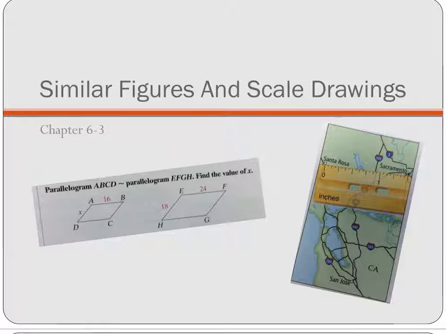Okay, so in this section we're going to do most of the vocab from 6-3, similar figures and scale drawings. Give you an idea what we're looking at here. On the left side, these are two figures. They're called similar because they're the same shape but different sizes. Notice one's smaller, one's bigger. And they're the exact same shape, and we'll talk about what that means too.